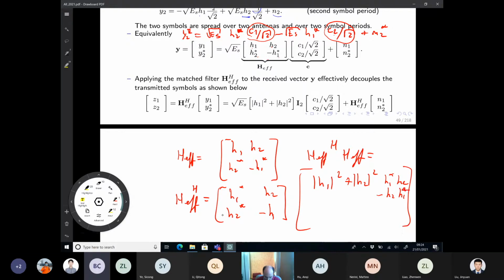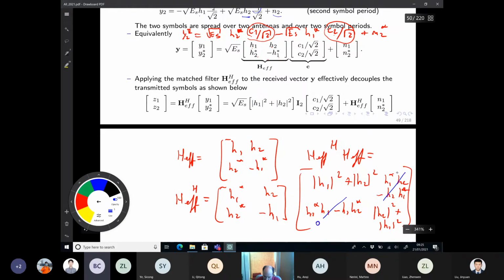If I do this one multiplied by this, what do I have here? I have H2 conjugate H1 minus H1 H2 conjugate. And if I do this multiplied by that, I have the magnitude of H2 squared plus the magnitude of H1 squared. So what you see here is that this is equal to 0, and this is equal to 0.